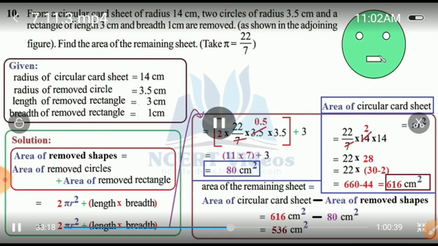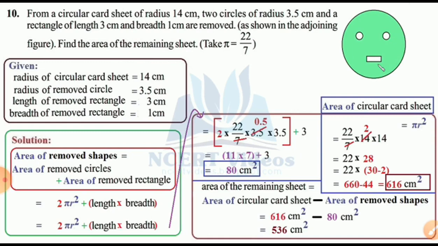Now look at question number 10. Very good question is here. One picture is given nearby you. The adjacent figure is given with a green color, and there are 2 eyes and 1 mouth as a circle, rectangle and a circle. From a circular card sheet of radius 40 centimeter, 2 circles of radius 3.5 centimeter and a rectangle of length 3 centimeter and breadth 1 centimeter are removed as shown in the adjoining figure. Find the area of the remaining sheet.